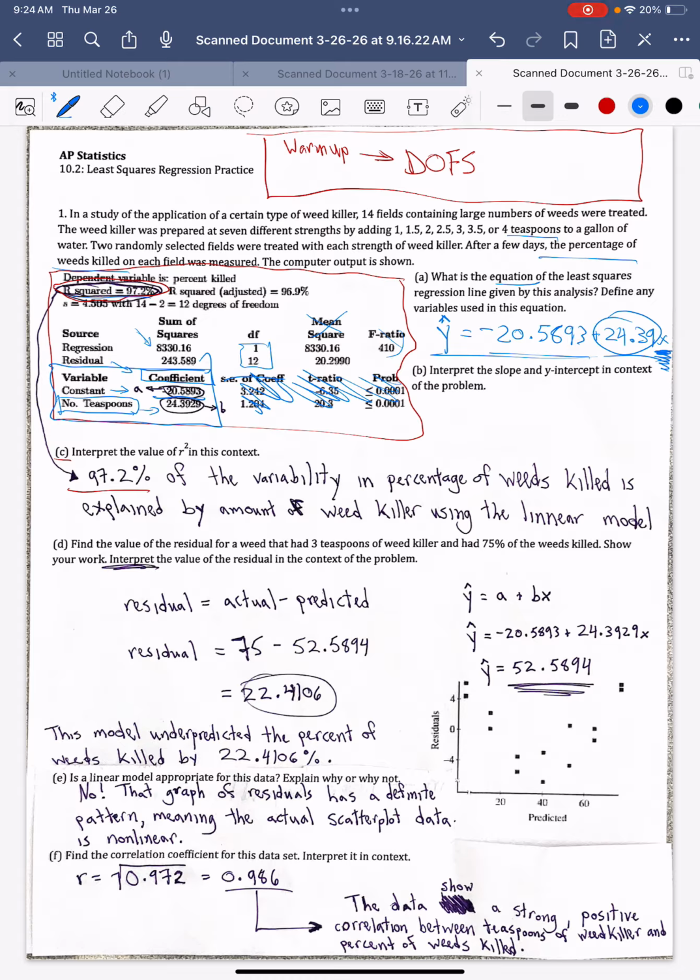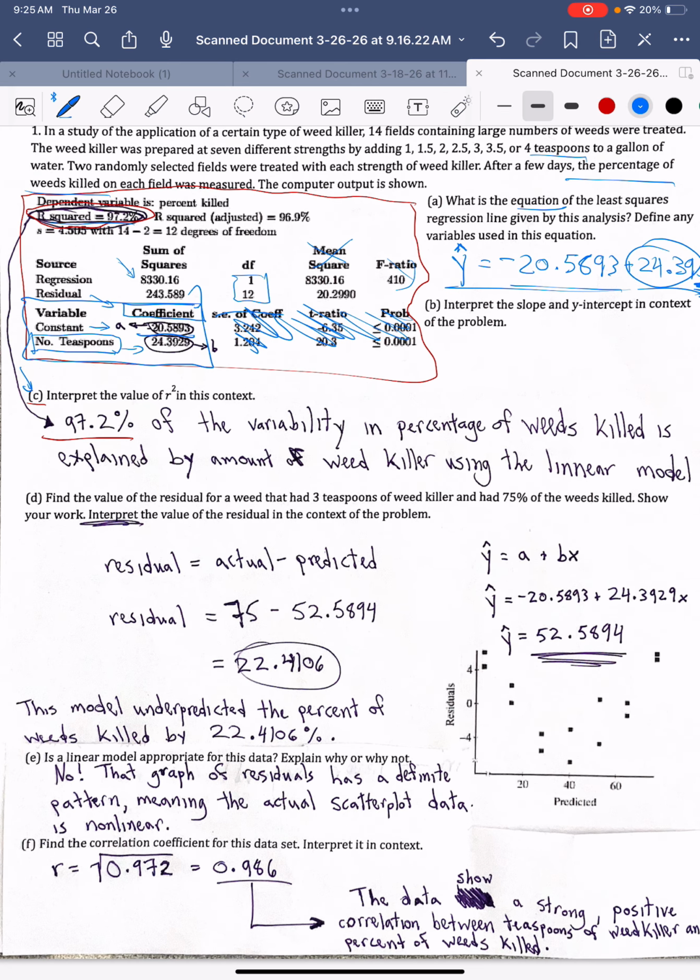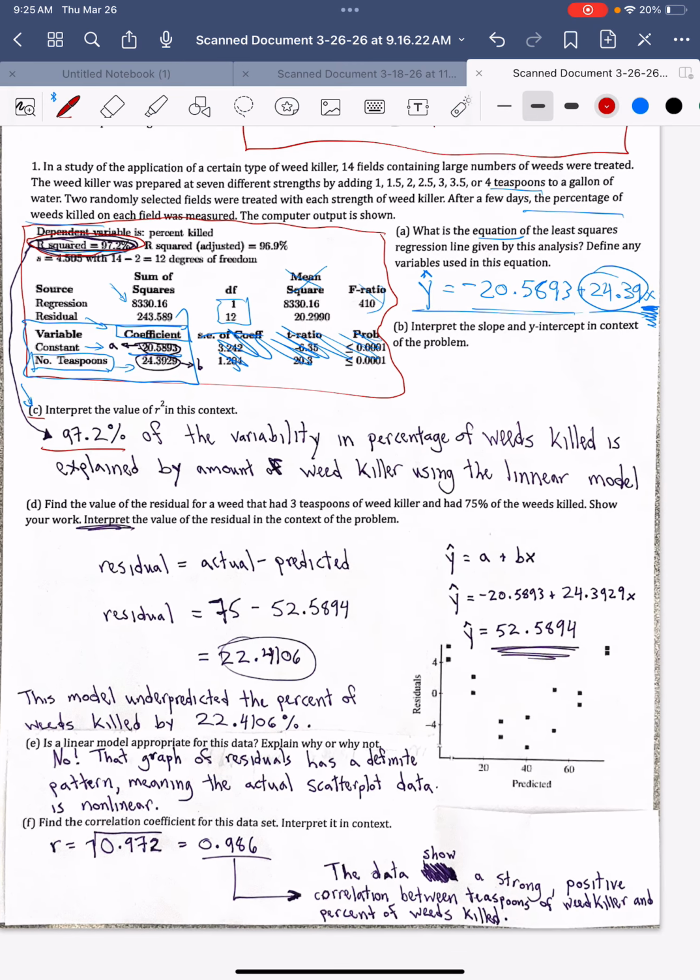Okay, we already went through C, but remember that when you interpret R squared, you're always going to say the amount of variability in Y that is explained by X. So 97.2% of the variability in the percentage of weeds killed is explained by the amount of weed killer used. I just add in using the linear model, which is the most exact way you can say it. Okay, how do we find this?